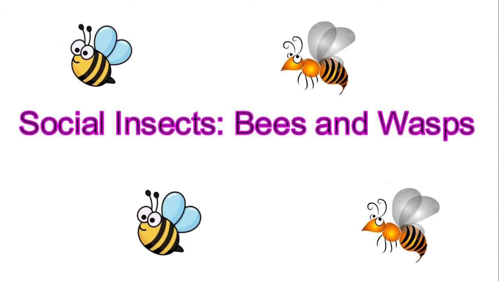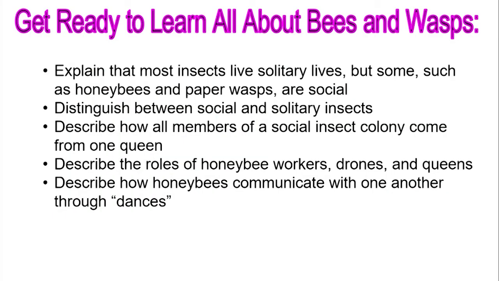So today, as we said, our lesson is titled Social Insects, Bees and Wasps. So at the end of this lesson, you will be able to explain that most insects live solitary lives, but some, such as honeybees and paper wasps, are social. You will be able to distinguish between social and solitary insects. Describe how all members of a social insect colony come from one queen. Describe the roles of honeybee workers, drones, and queens, and describe how honeybees communicate with one another through dances.